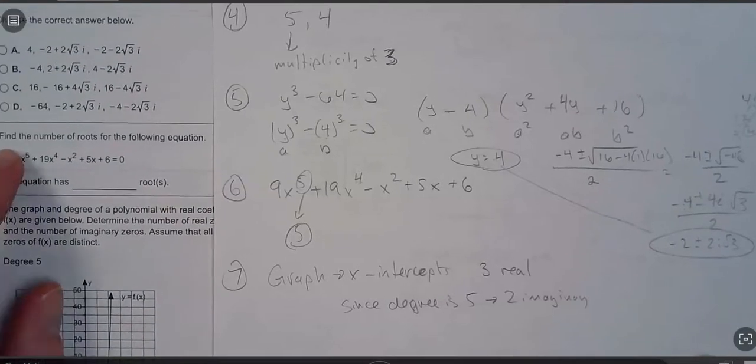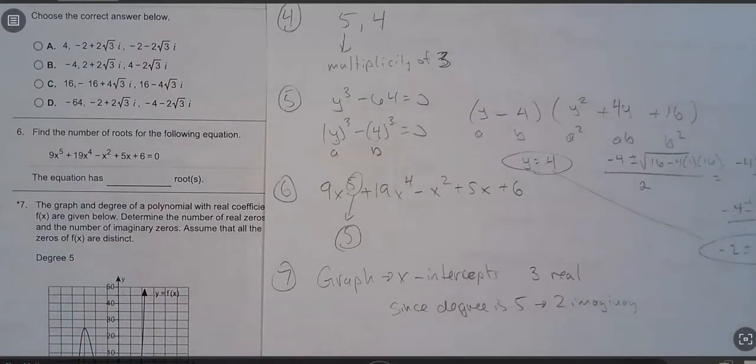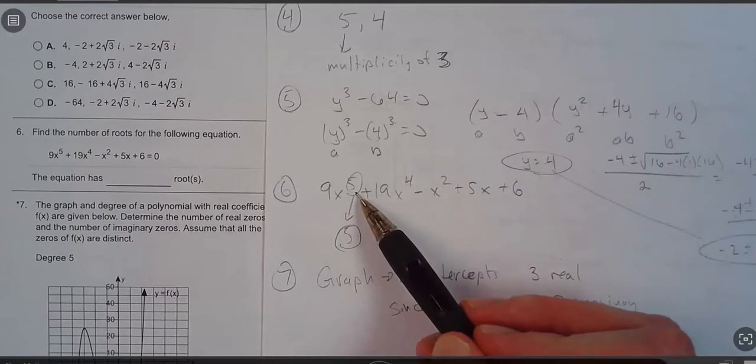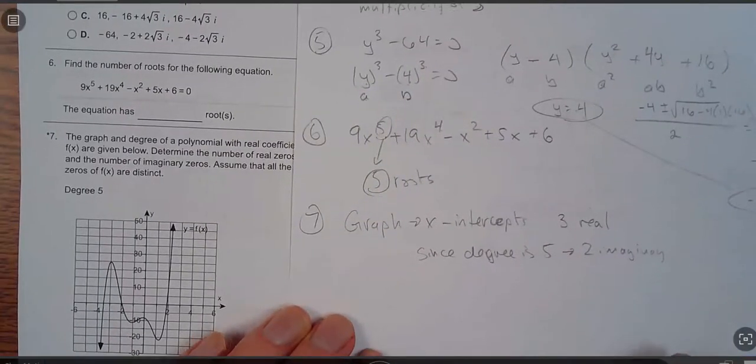Number 6, find the number of roots. So just number of roots. They don't have to be real, they don't have to be imaginary, just overall, any kind of root. Well, the highest power is 5, that's the degree, so that means there's 5 roots. So that one, don't miss that one.